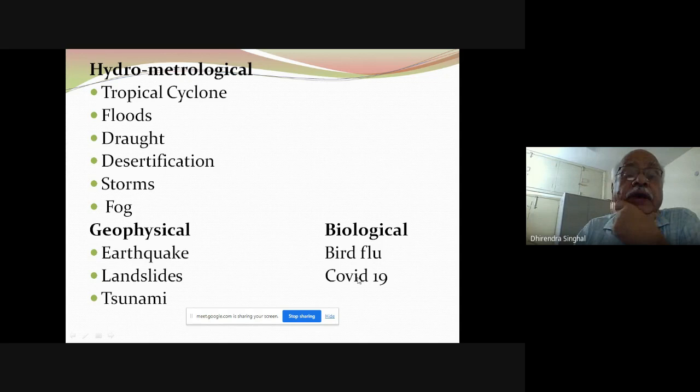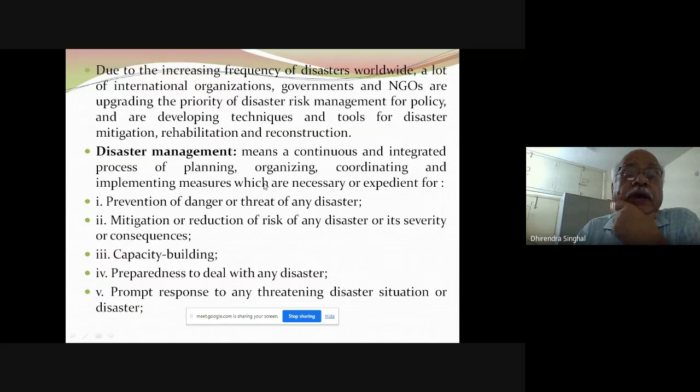And when you say disaster management, important term is it is a continuous and integrated process. Barabar chal raha hai, 24 hour chal raha hai. Continuous and integrated process of planning, organizing, coordinating, and implementing measures which are necessary or expedient for prevention of danger or threat of any disaster. You can understand, aaj bhi hum kahin na kahin apne ko prepare kar rahe hain, prevent kar rahe hain, prepare. For example, I put that example, strengthening of the embankment of the river. Usko wahan pe strengthen kar rahe hain, to that means hum apne ko prepare bhi kar rahe hain.